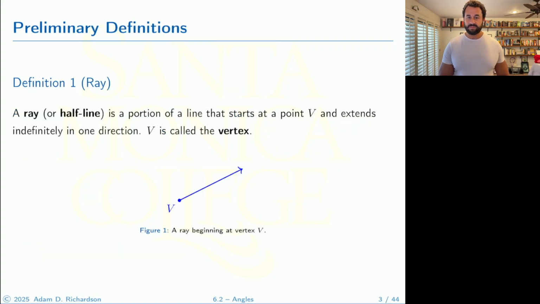Okay, so let's get to some definitions. I'm going to fly through these because I'm assuming you've seen at least some of these before. So what is a ray? Well, a ray is a half line. It's a portion of a line that starts at a point V and extends indefinitely in one direction. V is what's called the vertex.